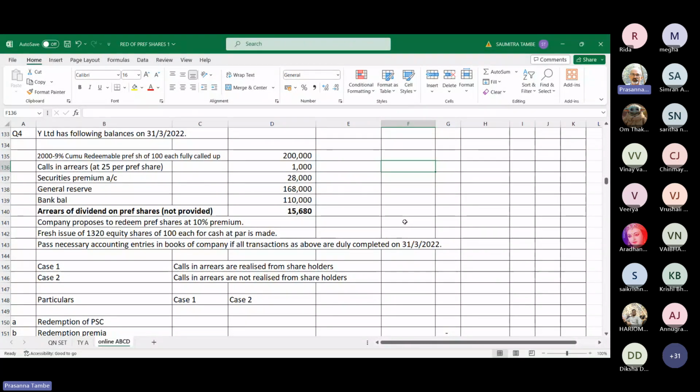It says there are arrears of preference dividend, which are not provided, which is 15,680. Company proposes to redeem preference shares at 10% premium. Fresh issue of 1,320 equity shares of 100 each for cash at par is made. So you have already made the fresh issue for this purpose. Balance you'll have to see if CRR is required to be created. And then you are given two different scenarios, case 1 and case 2. Case 1 says calls in arrears are realized from shareholders. And case 2 says calls in arrears are not realized from shareholders.